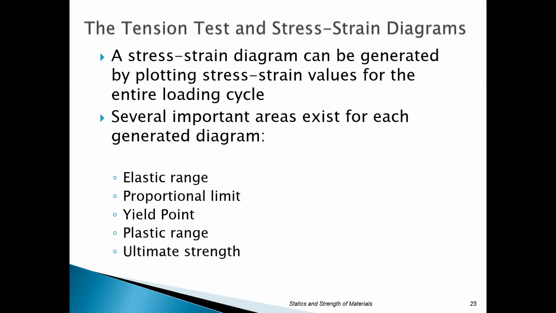If you look on page 261 of your textbook, there's a brief diagram in there, and I've got one a little bit better that we'll take a look at. There are a couple of important areas and points that exist in the tension stress-strain diagram. One is called the elastic range. Then we have the proportional limit, a range of values where this is actually one fixed point. Then you have the yield point, which is also a fixed point. Then you have the plastic range and the ultimate strength.